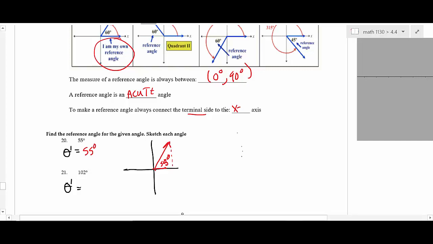Okay, you go to the next one, you've got 102 degrees. So if you're in 102, you would be in quadrant 2. So your terminal side would be like that. What you do is you draw down to the x-axis, and then you need to figure out this angle right there. So what are you going to do to figure out that angle? What math problem? 180 minus 102. Very good. So we do 180 minus the 102, and that'll give you the theta prime on that, which is what? 78.